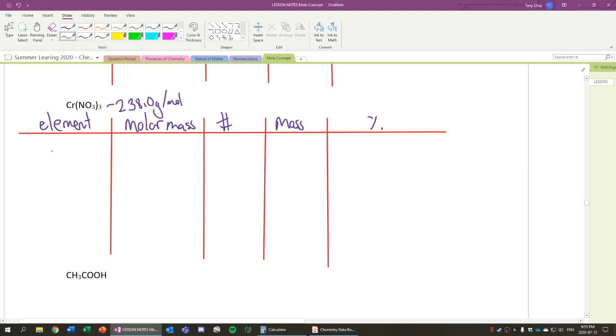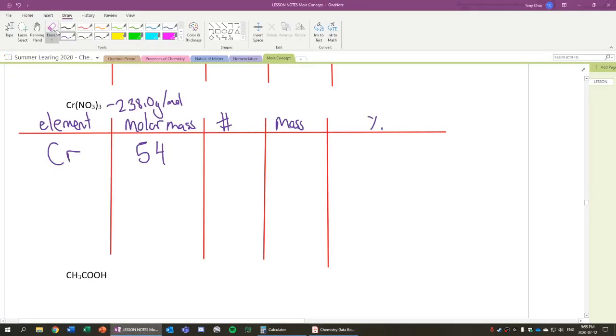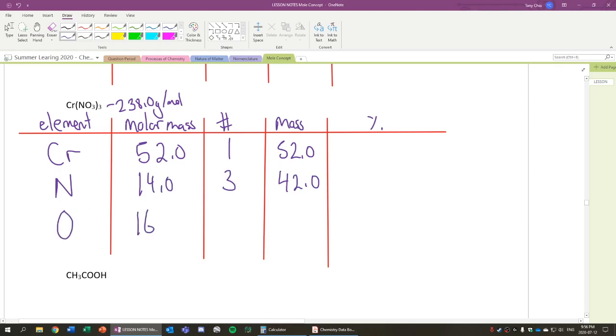Okay, let's go find them now. Chromium, molar mass is 54, I believe. Or 52. And there's 1 chromium, so it's just 52.0. We have nitrogen, which is 14.0, and there's 3 of them. That gives you a mass of 42.0. Oxygen, there is a mass of 16, and there's 9 of them, which gives you a total of 144.0. Okay, so what is the percentage composition of each?